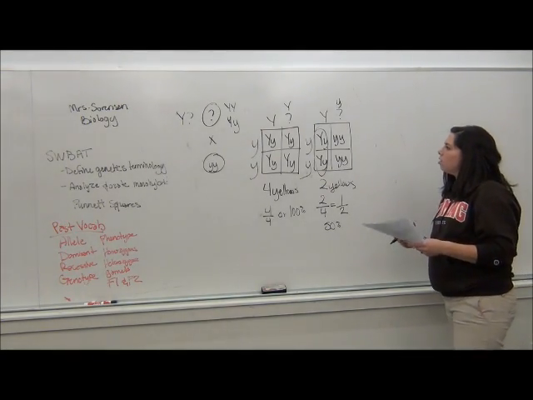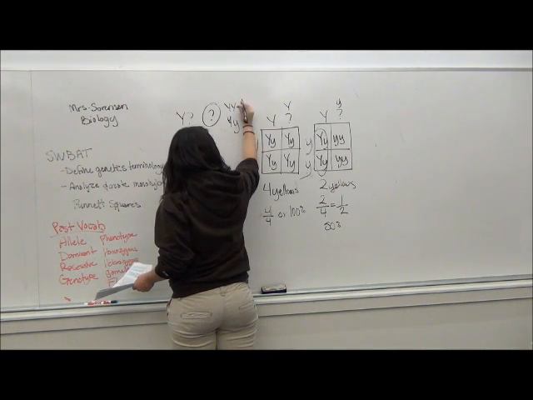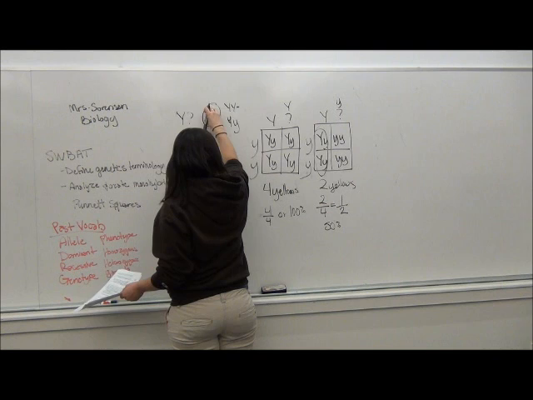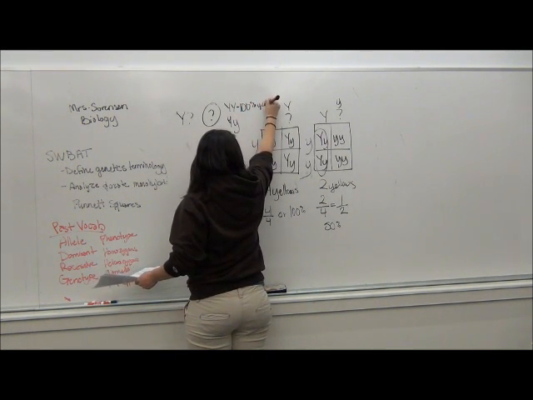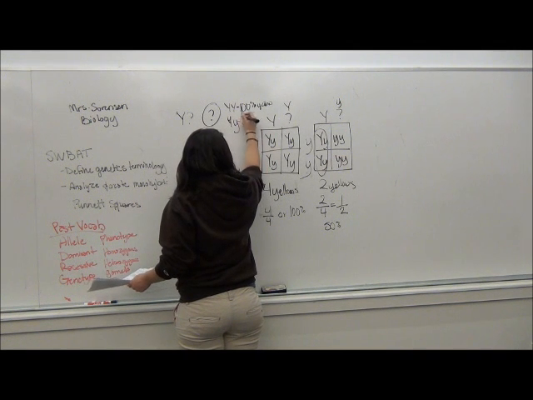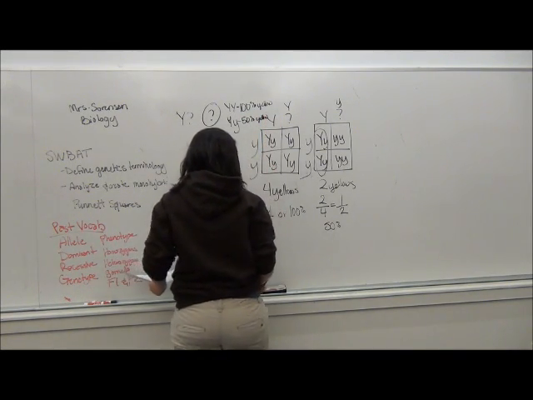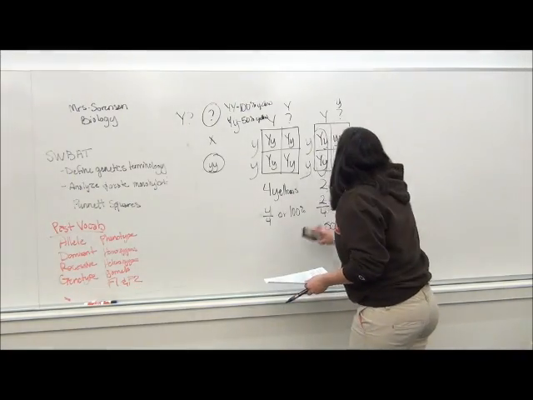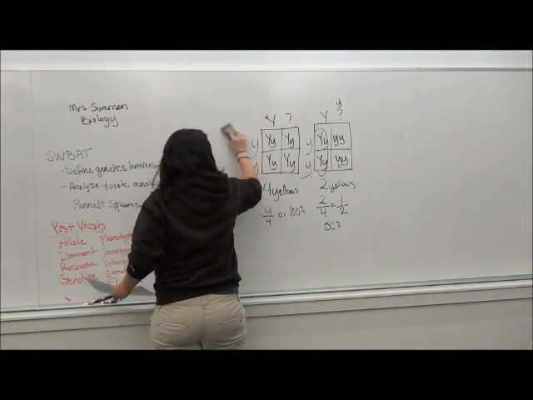All right, so if it's a homozygous dominant unknown, then you'll have 100% yellow offspring. If it's heterozygous, then you just get 50% yellow. Makes sense?